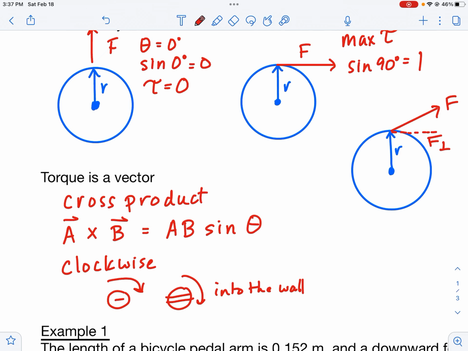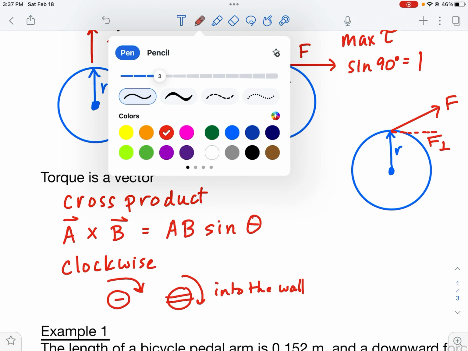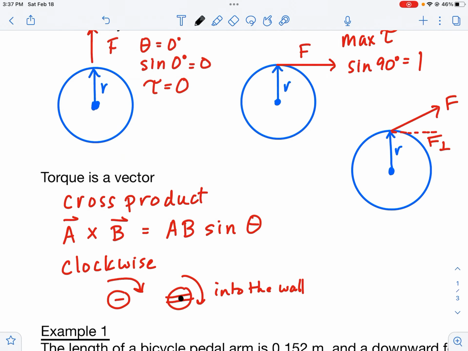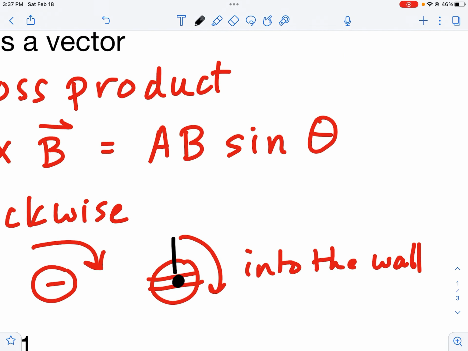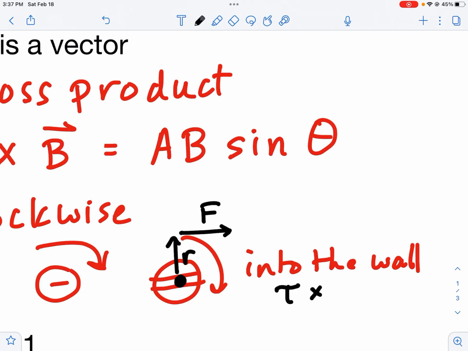So I actually have three dimensions here. The center of the screw would be the pivot. The lever arm would be the distance from the center of the screw to the outside of the screwdriver handle. The force would be perpendicular. So the lever arm and the force are perpendicular to each other, and the direction of the torque would be into the wall. An X indicates the direction of into the wall.